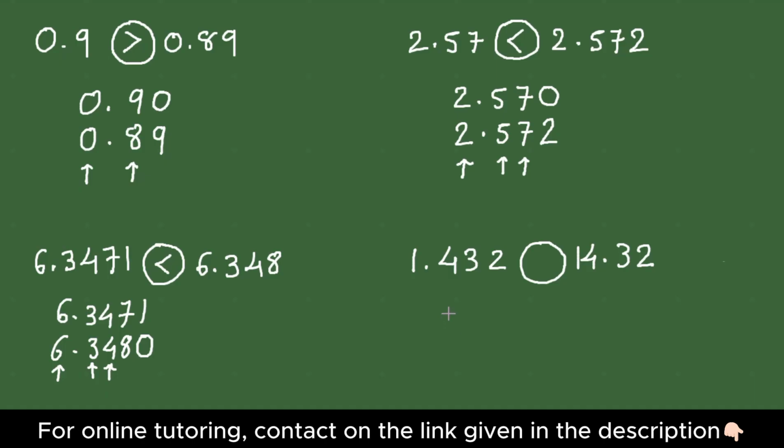Now we have 1.432 and 14.32. We have written both the numbers so that the decimal points are aligned under each other. Now in the whole part of 1.432 we have only one digit, so let us write a placeholder 0 there and a placeholder in the decimal part of 14.320.